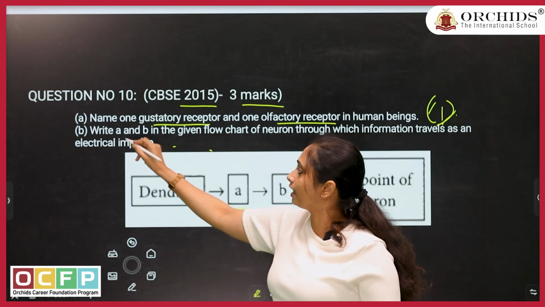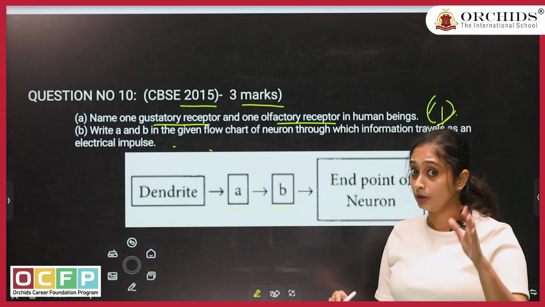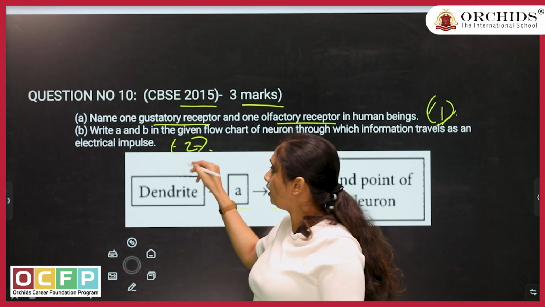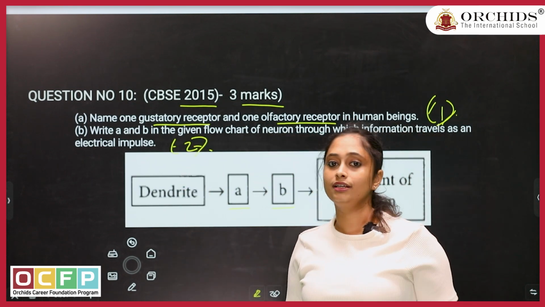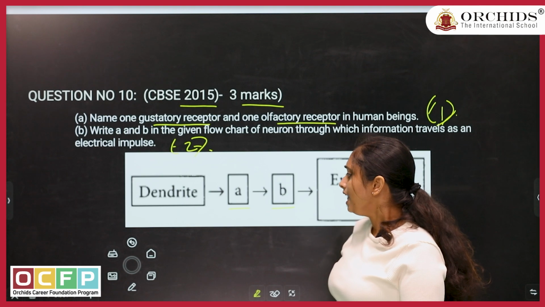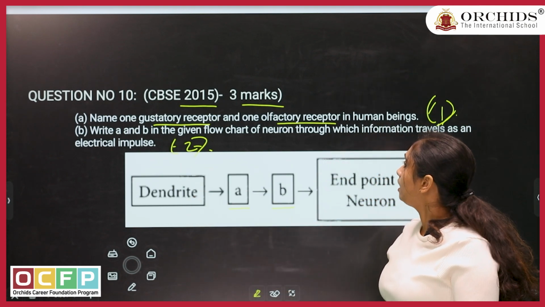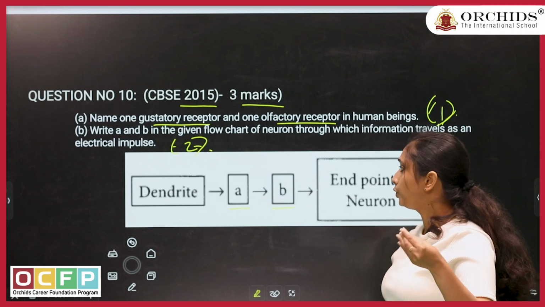And here you can see write A and B. If you correctly write the answers of A and B, you will get 2 marks. So like this, the mark distribution is given. So let's see the answer. First one: name one gustatory receptor and one olfactory receptor in human beings.